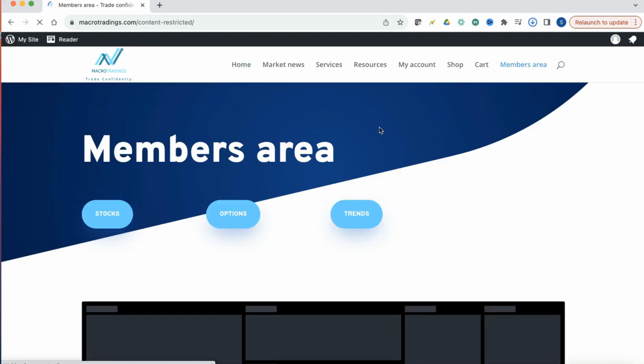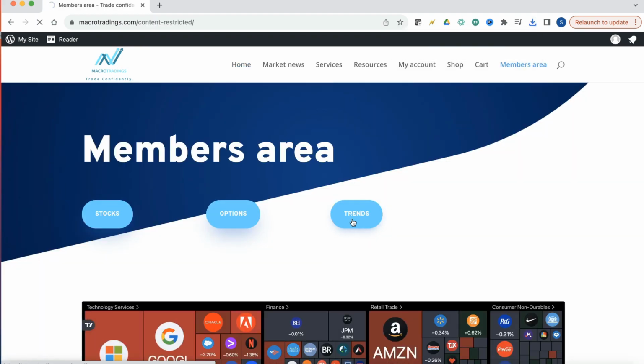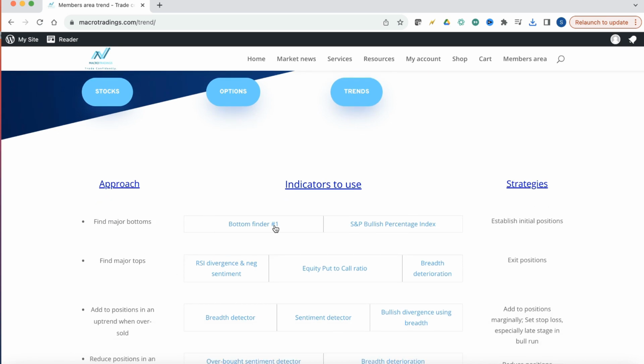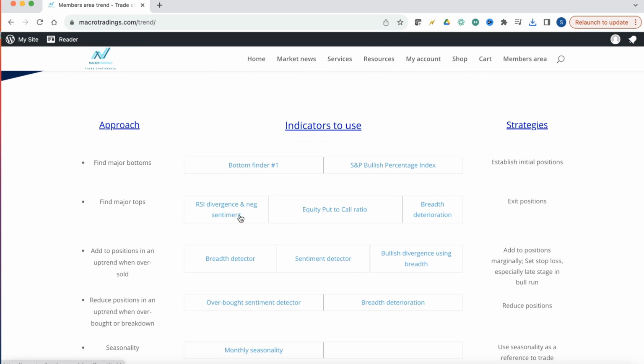Go to the macrotradings.com website and members area, find the trends section. Here you can see many trading approaches like finding major bottoms and tops, the associated indicators to use, and the recommended common sense trading strategies. Let's take a look at the 3 indicators which can help to identify the major tops.